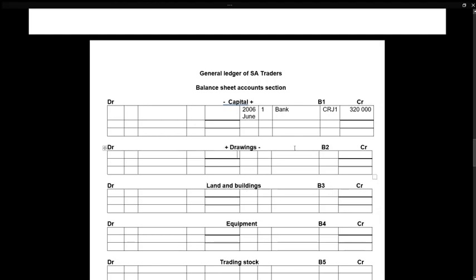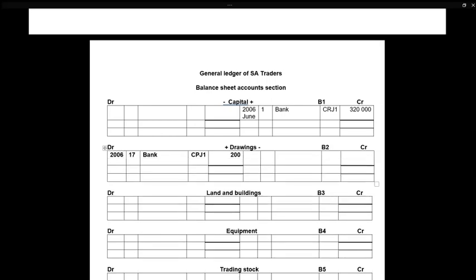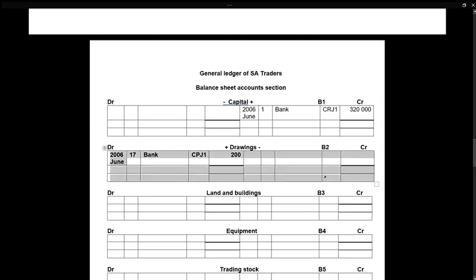Right, drawings, 200 Rand. Okay, where did I get this information from? CPJ1. My details will be bank. In other words, drawings is being debited. If I want to go and find my credit, I need to go and have a look in my bank account. This took place on the 17th, June 2006. So I'm going to put bold off. It seems I need to do this for all of the accounts.